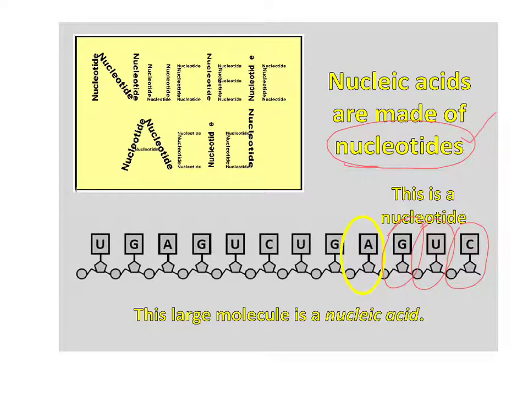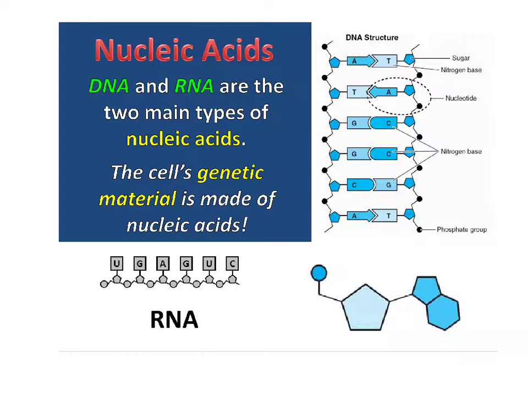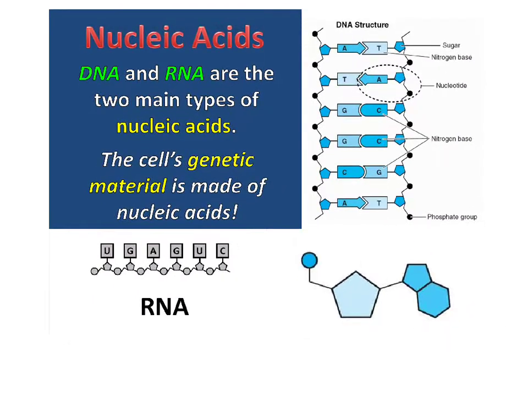All right, nucleic acids. DNA and RNA are the two main types of nucleic acids. Right here, DNA and RNA. Take a look at number 11 on your notes. What are the two primary types of nucleic acids? There they are, DNA and RNA.